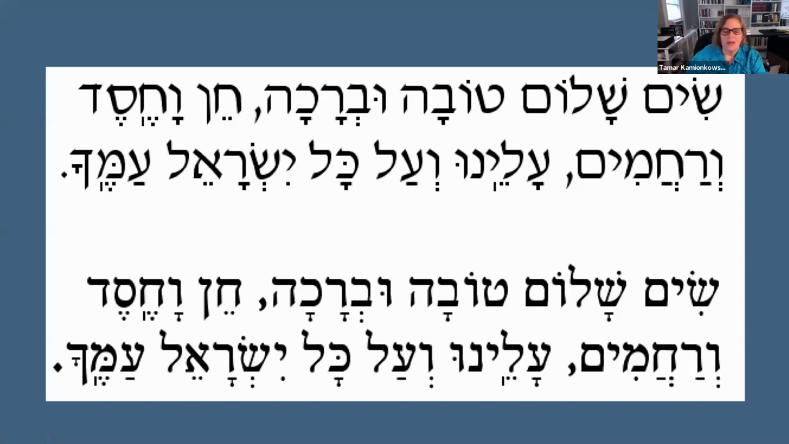Okay, so I just wanted to point some of this out to help those of you who are encountering different Hebrew fonts in different Siddurim. And again, I'll have the entire Sim Shalom prayer in a few different fonts for you so that you can look at the whole thing.